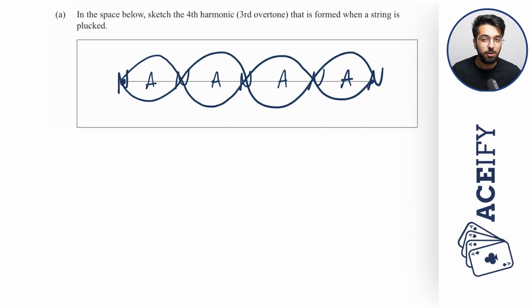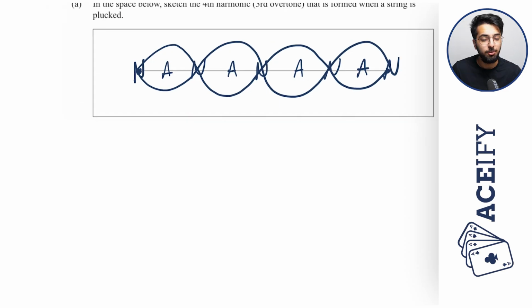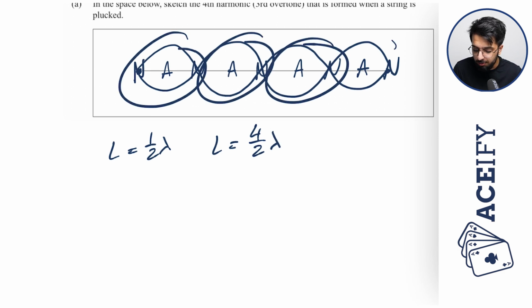There we go. We can confirm that this is the 4th harmonic because we know for the fundamental frequency of a wave where we have nodes on both ends, the length is equal to 1/2 of the wavelength. And therefore for the 4th harmonic, our length is equal to 4/2 wavelengths. And as you can see, we have 1, 2, 3, 4 half wavelengths, and so therefore this is our 4th harmonic.